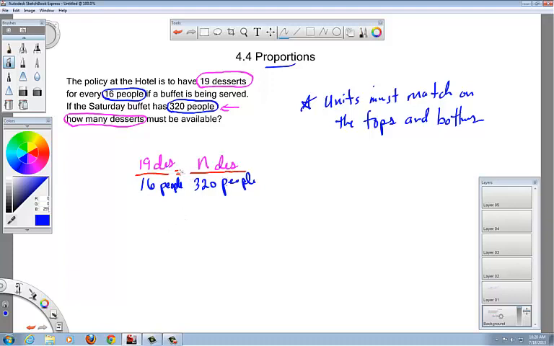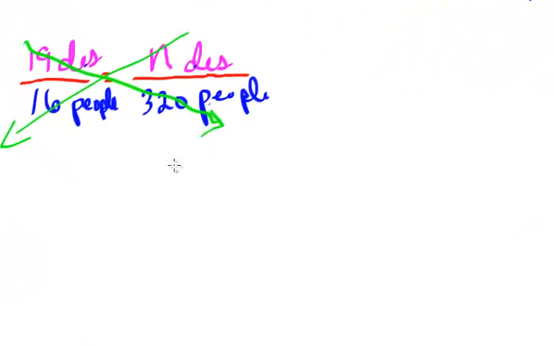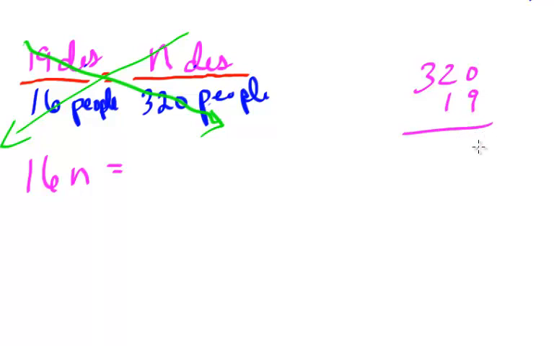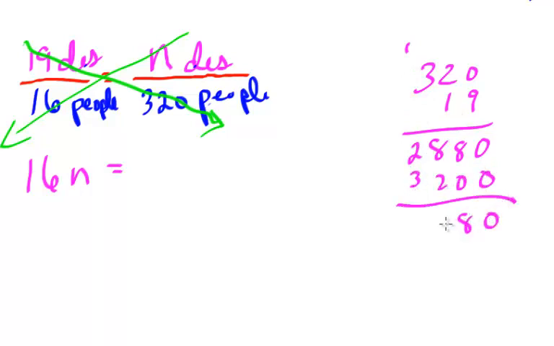Now, how do we solve this thing? Well, we go through a thing called cross multiplying. So we're going to multiply this way and this way. We have 16 times n, and here's our equal sign. That's going to be 16n. And over here we have 19 times 320. So we're going to work that out, 320 times 19. I don't have a calculator on me, or I would do this. I'm rushing here, so I'll try to be careful. So 6,080. And now we have to solve this.